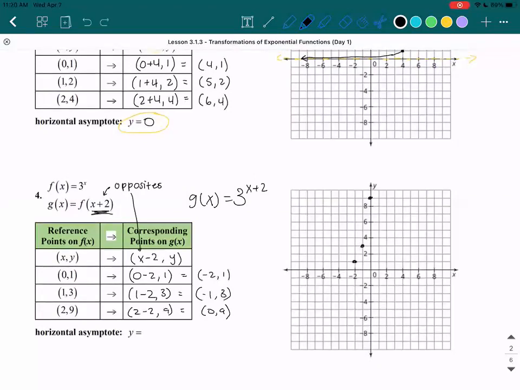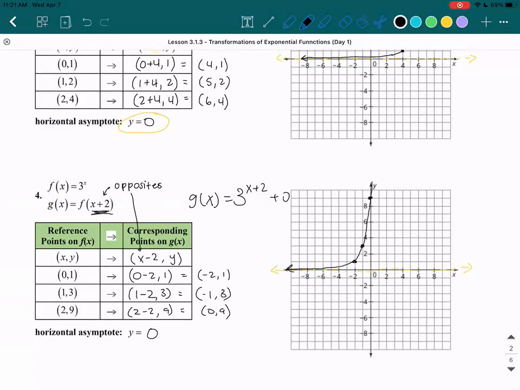And so what do you think our horizontal asymptote should be? What number is added or subtracted at the end? Hopefully you said 0. So your horizontal asymptote should be 0. So let me draw that in. Okay, and then now that it's drawn in, I can complete my graph more accurately.